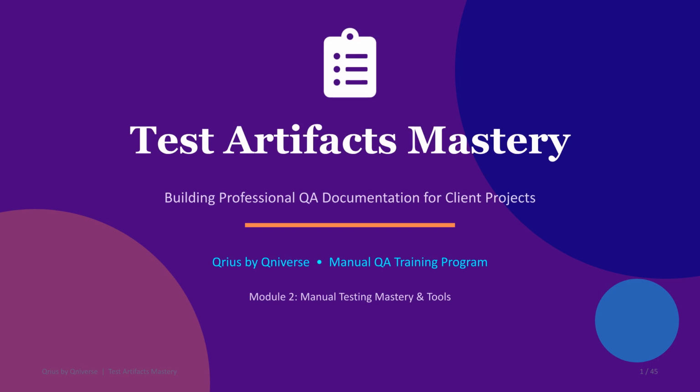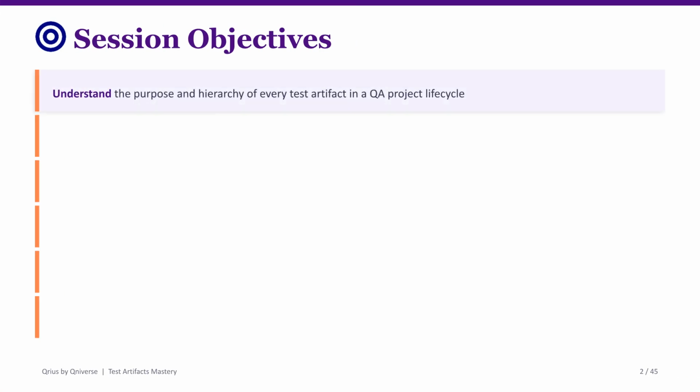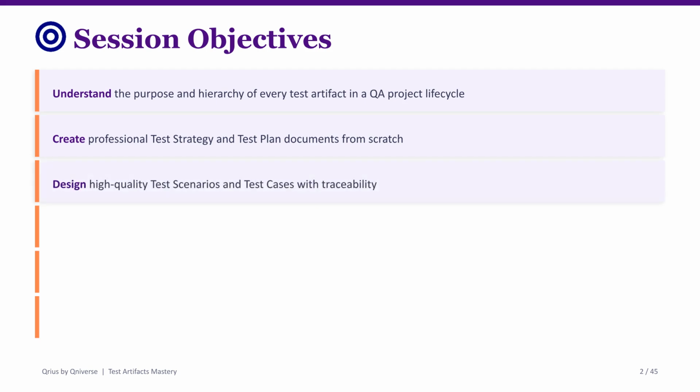Welcome to Test Artifacts Mastery, a module focusing on building professional QA documentation for client projects as part of the Manual QA training program. Our session objectives include understanding the test artifact hierarchy, creating professional test strategy and test plan documents, and designing high-quality test scenarios and test cases with traceability.